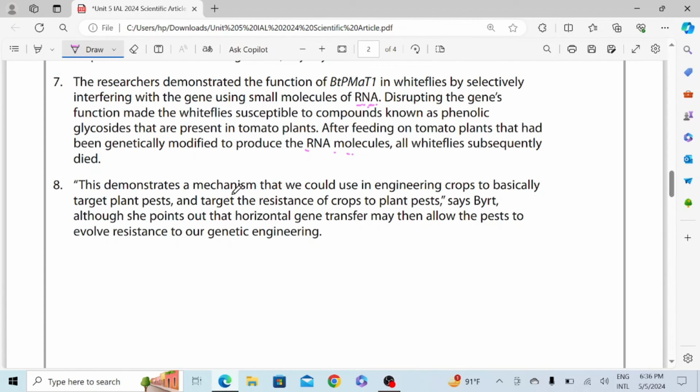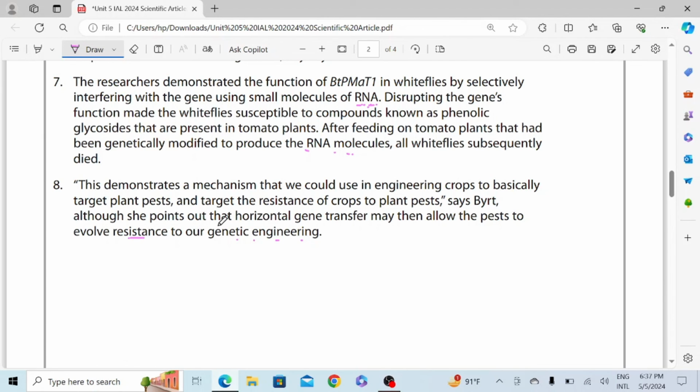This demonstrates a mechanism that we could use in engineering crops to basically target plant pests and target the resistance of crops to plant pests, says Bird. Although she points out that horizontal gene transfer may then allow the pests to evolve resistance to our genetic engineering.